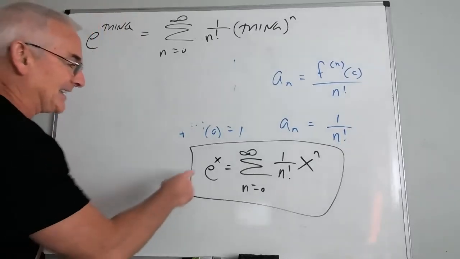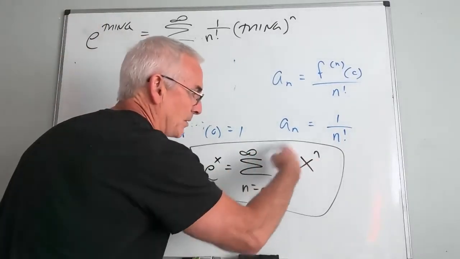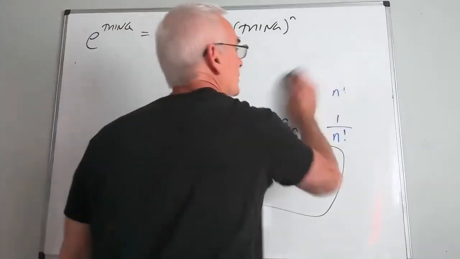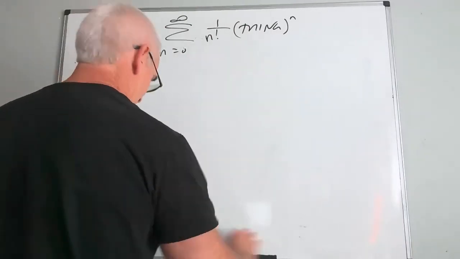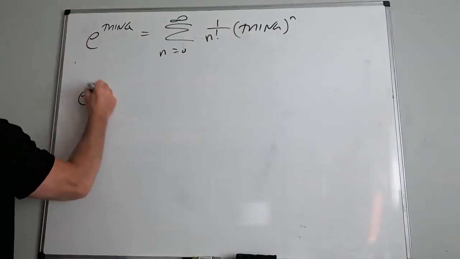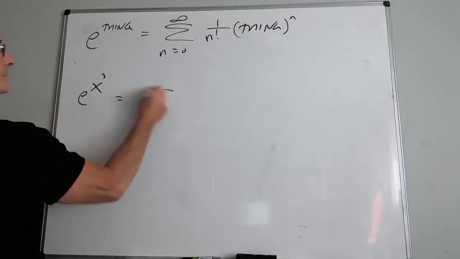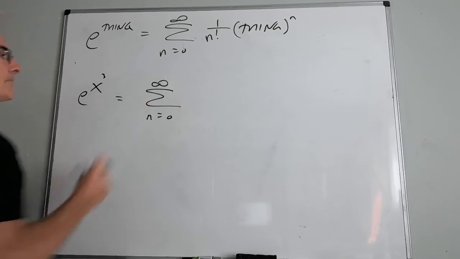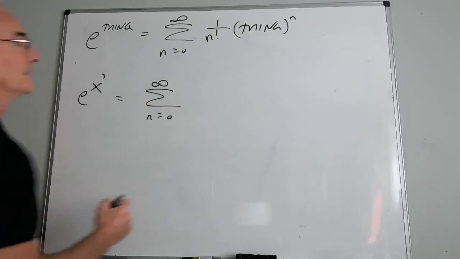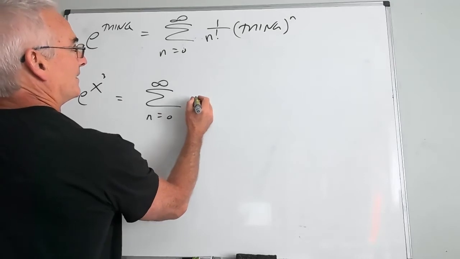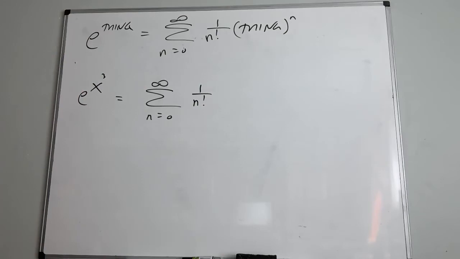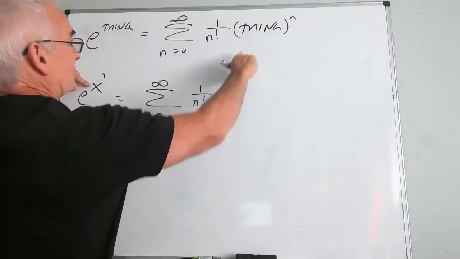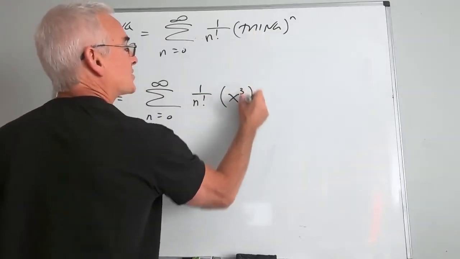See, I can integrate this because this is a polynomial. But what if I took something that couldn't be integrated, but I have the power series? I can integrate the power series. So what is e to the x cubed? What is e raised to the x cubed? Anybody want to try it? That's my thing: x to the third, to the n. x cubed to the n.